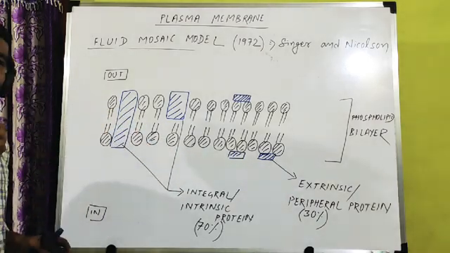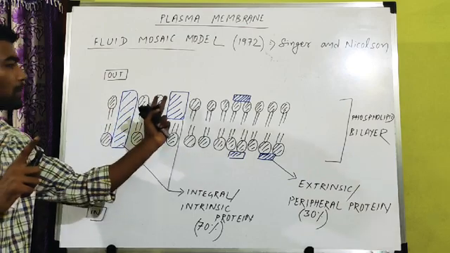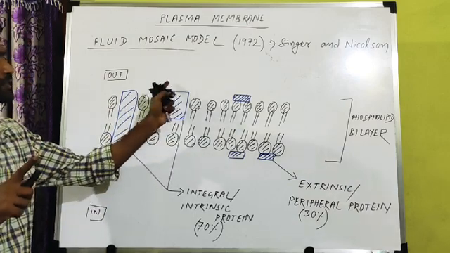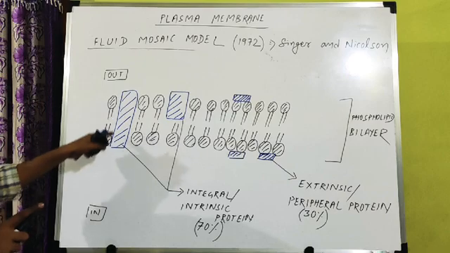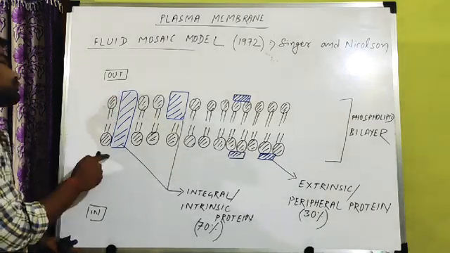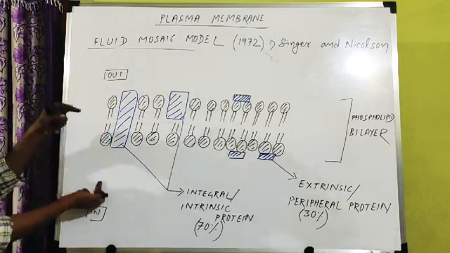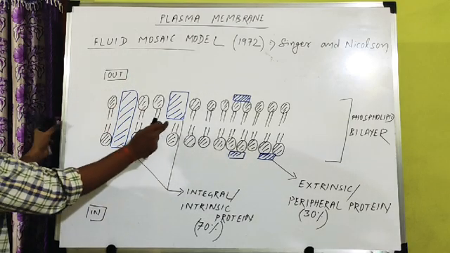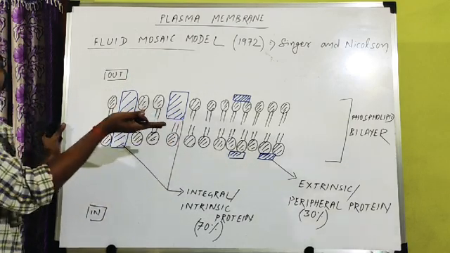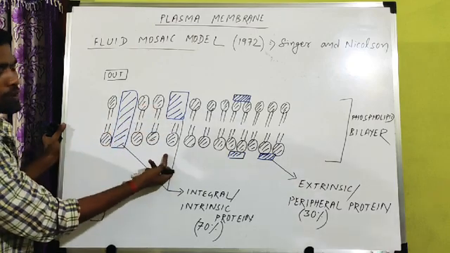So integral proteins are of two types. One is partly embedded, where one face is visible. Another is completely embedded, where two faces are visible, both sides are visible. Both sides visible means you have to see from both sides. Here a side is visible from the lateral side, not from the lower surface.